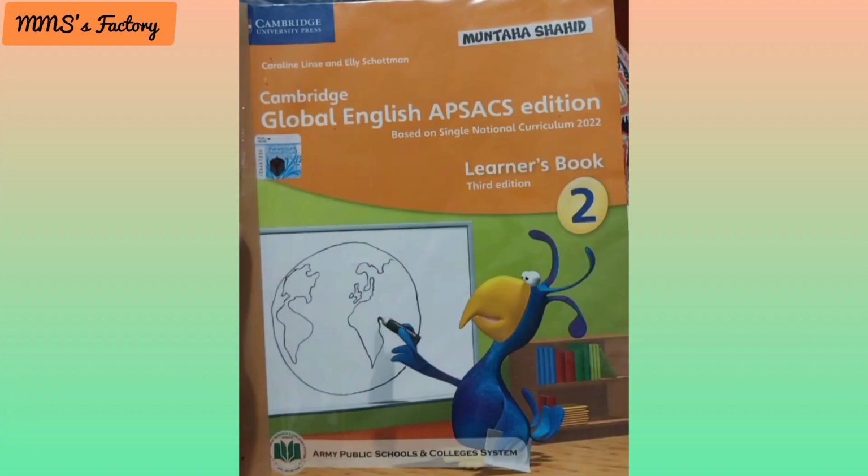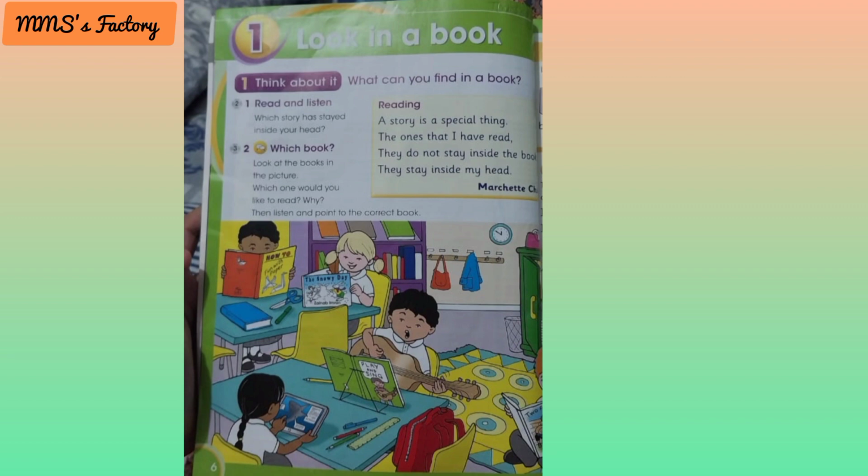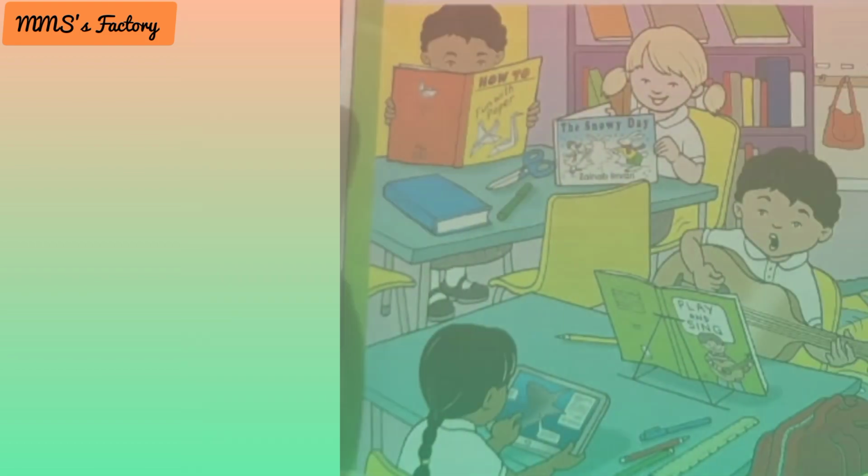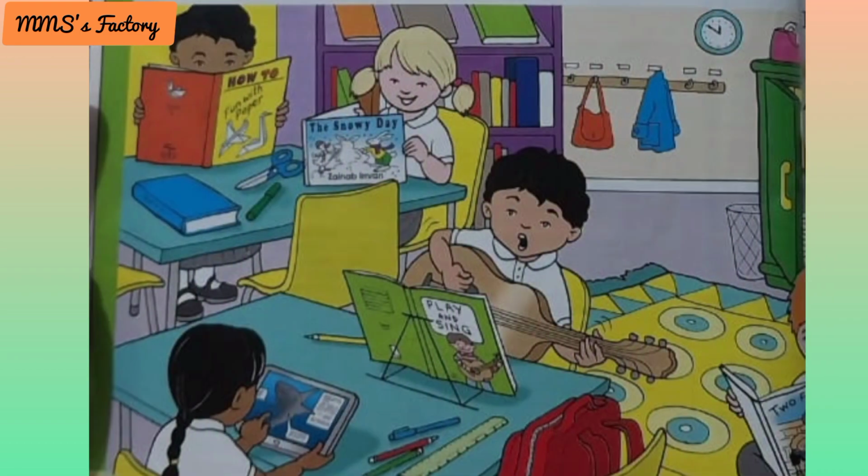So students, today's video is about Cambridge Global English APSACS Edition Learner's Book 2. First chapter is Look in a Book. The above given statements are about the picture given below. So students, you have to look at the picture carefully. There are 5 children reading different types of books.